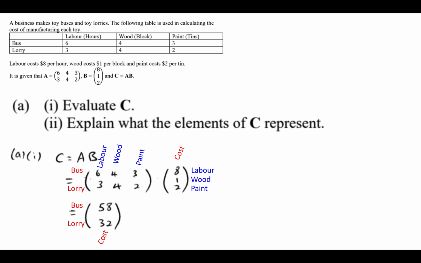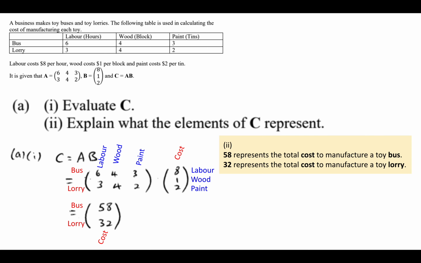After we multiply them together, the final result has the rows of matrix A, which are bus and lorries, and the column of matrix B, which is the cost. It works exactly the same as when we figured out how the order of matrices works previously. So with this information, we can now explain. 58 represents the total cost to manufacture a toy bus. 32 represents the total cost to manufacture a toy lorry.